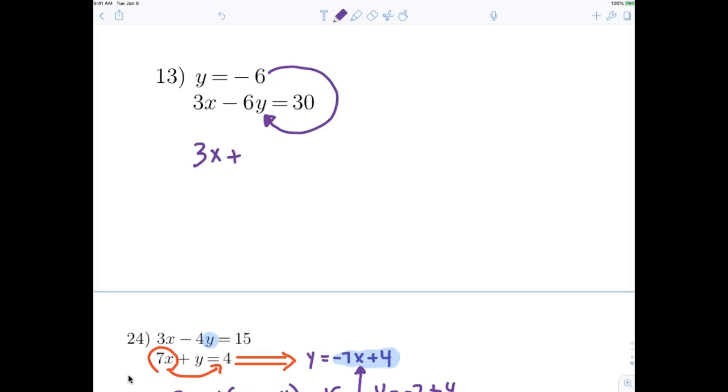3x plus 36 equals 30. Caroline, are you good or not? 3x equals negative 6. So x equals negative 2. Now, I don't really have to figure out what y is because they already told us that y is negative 6. So my answer is negative 2, negative 6.